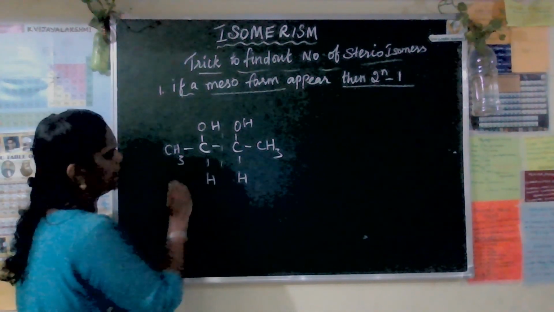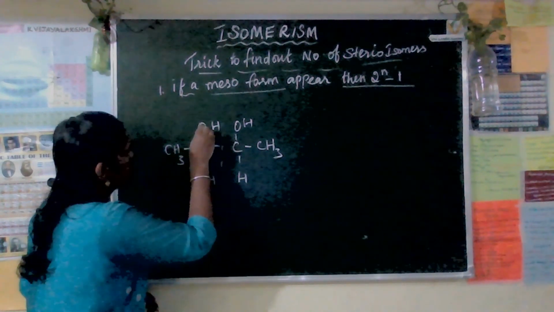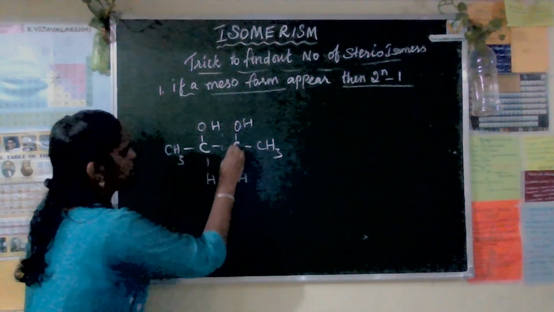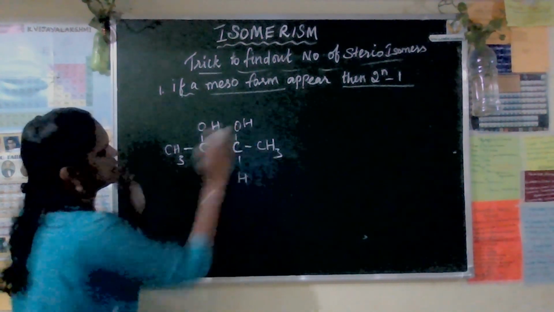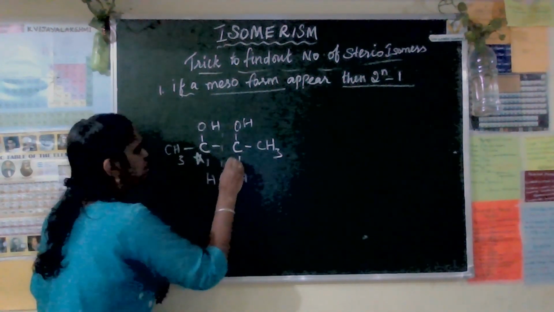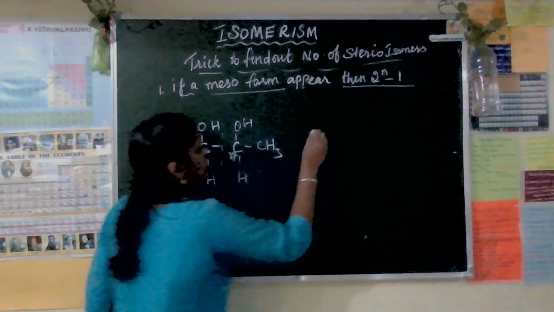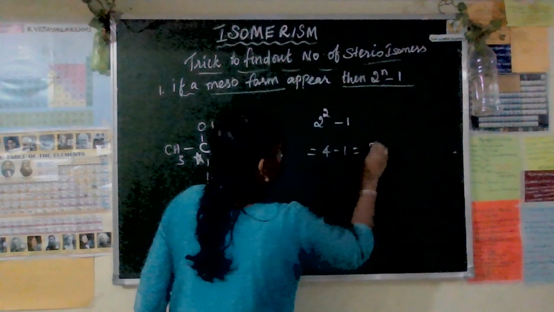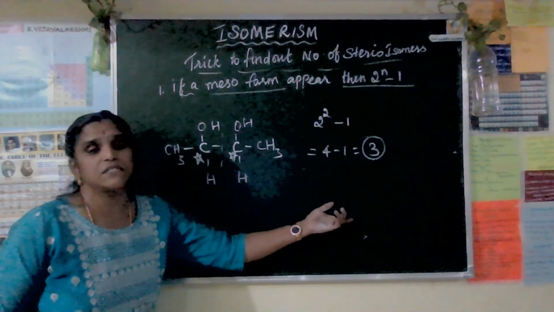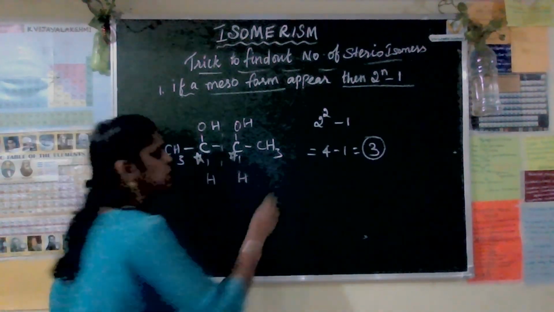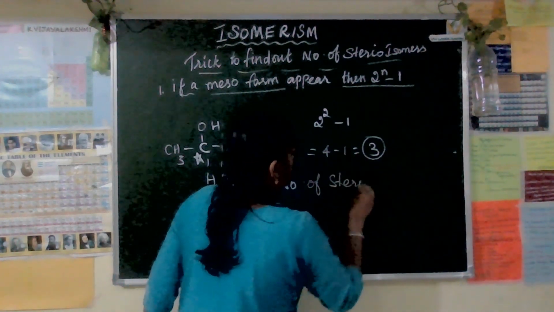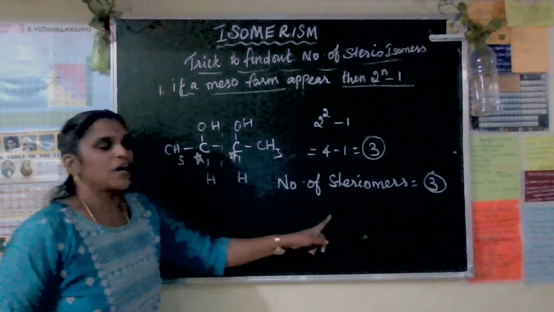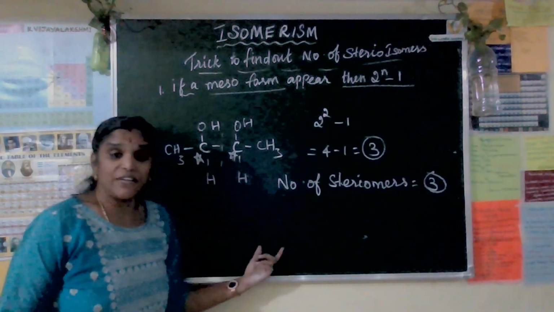Now, in that way, how many chiral centers are available? Carbon connected with OH, hydrogen and CH3, a complete group. The same way here, this carbon connected with OH, H, CH3, that complete set. So two chiral centers are available. Now what is the formula? 2 to the power of n minus 1, that means 2 squared minus 1, so 4 minus 1, that means 3. So 3 stereomers is what you get from this formula for a meso compound. Hope you're clear with this idea. We'll give some other sums related to this topic.